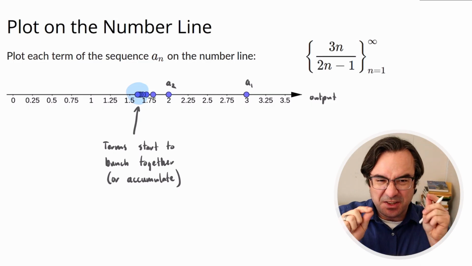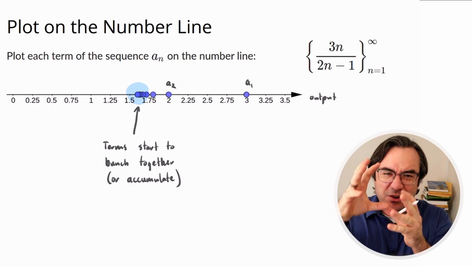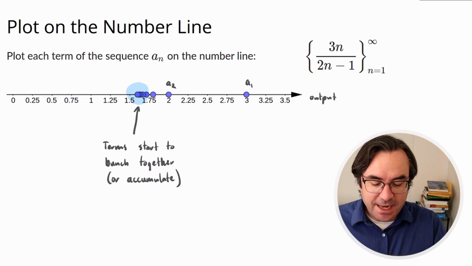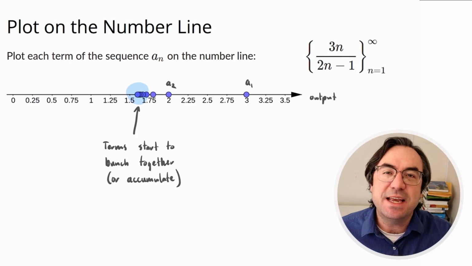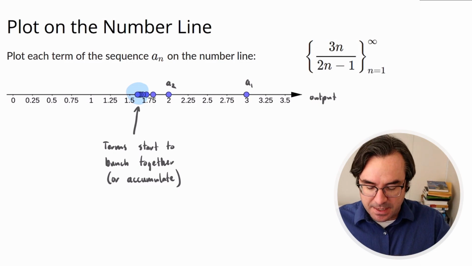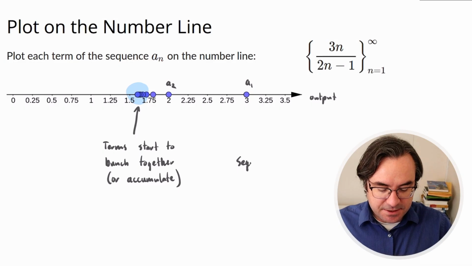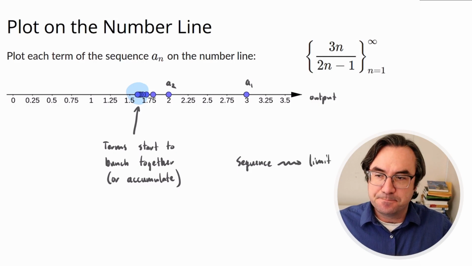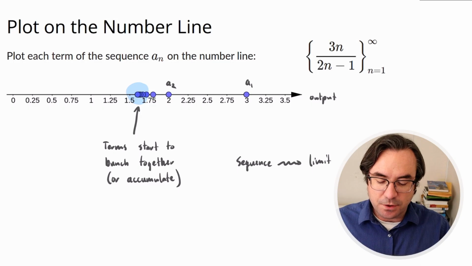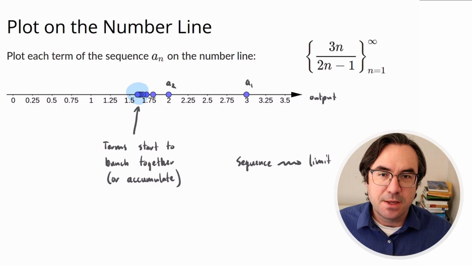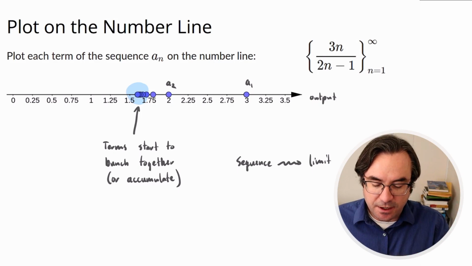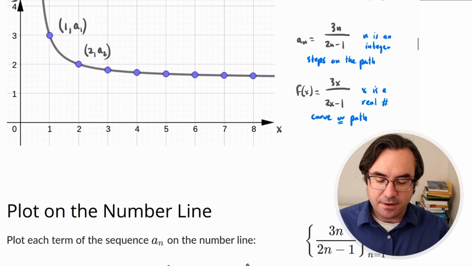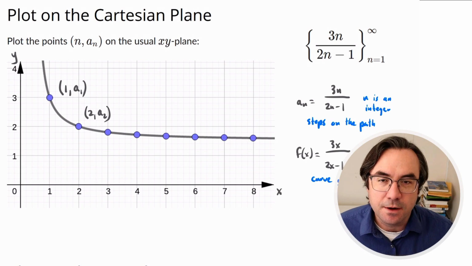So all the little points that we're plotting from our sequence kind of get bunched together at one place on our number line. And when this happens, something interesting is happening to our sequence. What we're going to look at is that our sequence is going to have a limit. So this is one way to visualize limits: if we plot these discrete points, they all start to bunch together at a specific place on our number line.